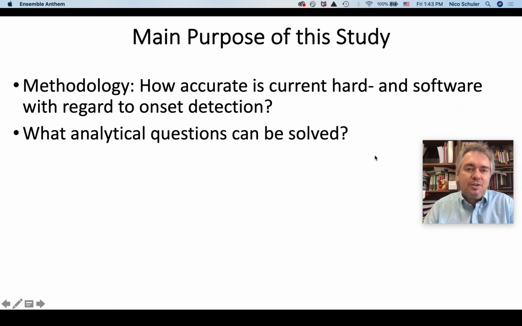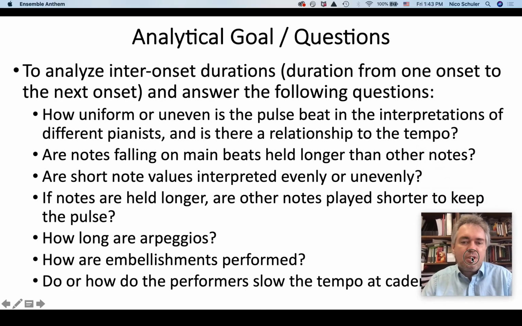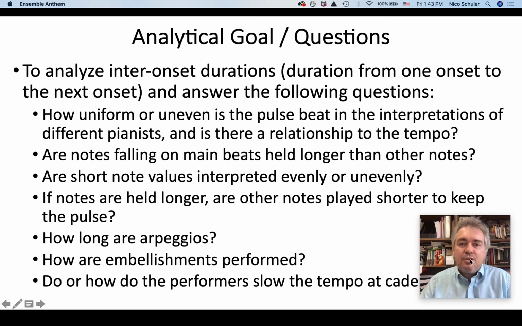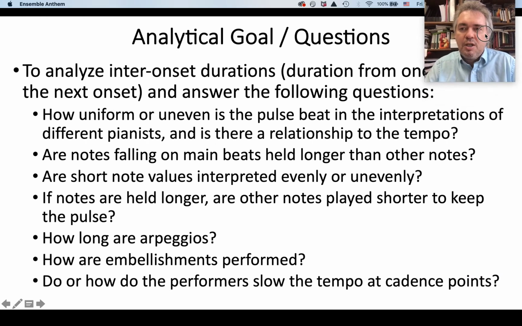So, methodology. How accurate is the current hardware and software with regard to onset detection, and what analytical questions can be solved? Those were the questions, and in more detail, to analyze inter-onset durations, the duration from one onset to the next onset, and answer the following questions. How uniform or uneven is the pulse beat in the interpretations of different pianists, and is there a relationship to the tempo? Like in any research project, we need to ask research questions, and those are the research questions that I wanted to answer with this particular project.